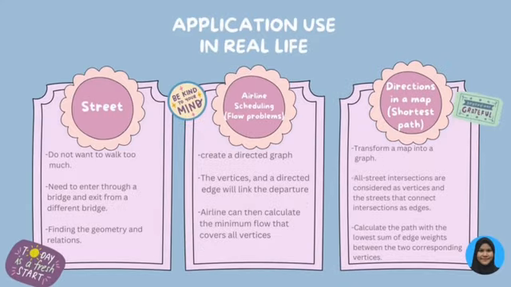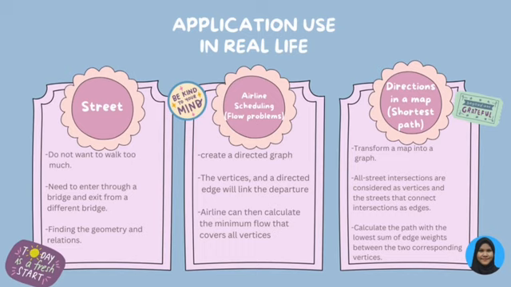Okay, next I will explain about application used in real life. First, you can apply it with a street. When you want to go somewhere, and you do not want to walk too much, you need to enter through a bridge and exit from a different bridge, and finding the geometry and relationship, from that, you will get the closest way to reach your destination.